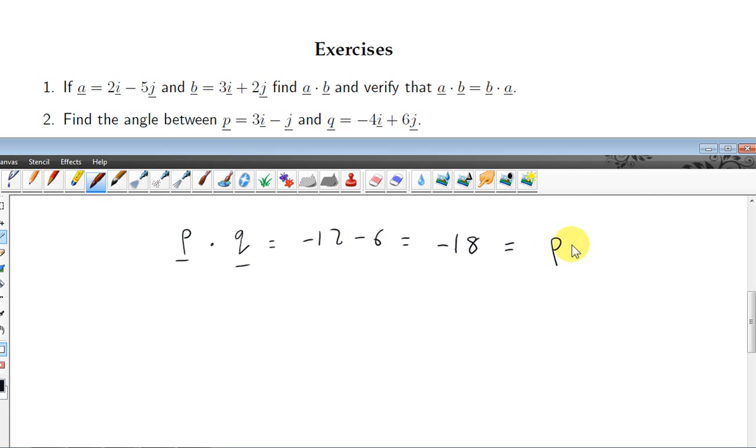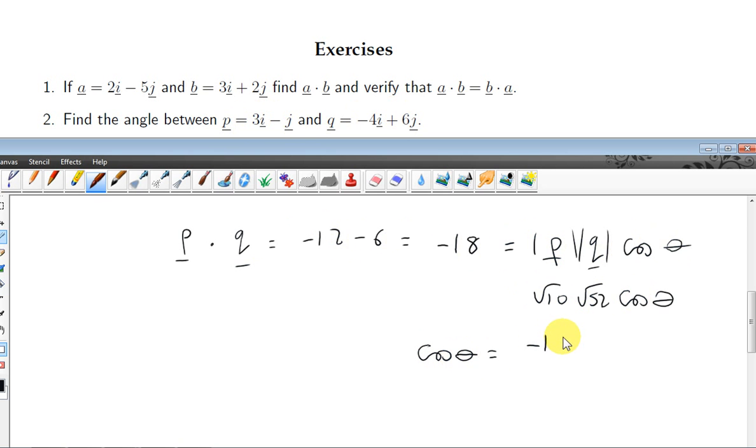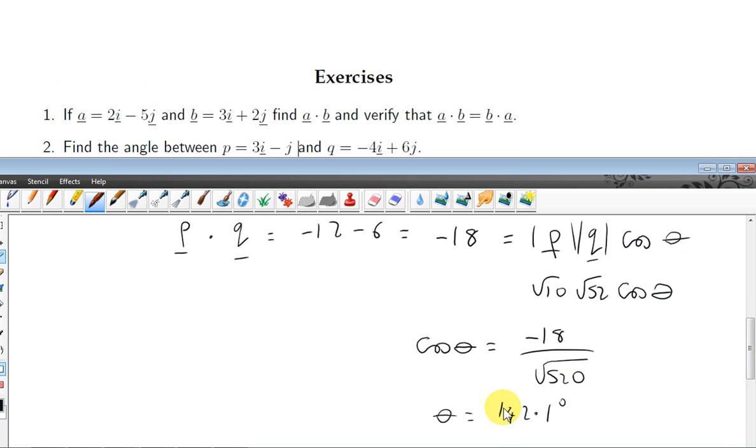And of course, the definition of the dot product is that it's the product of the magnitudes of the vectors by the cos of the angle in between the two vectors. How do we get the magnitude of p? Well, we just square the components and sum them. So we have root 3 squared plus 1 squared. That's root 10. The magnitude of q is root 4 squared plus 6 squared. That's root 16 plus 36. That's root 52. So we can calculate cos theta from this. So to one decimal place we get 142.1 degrees.